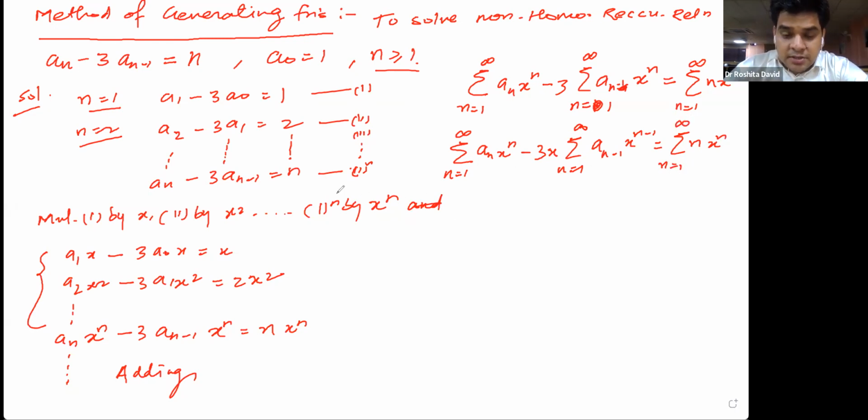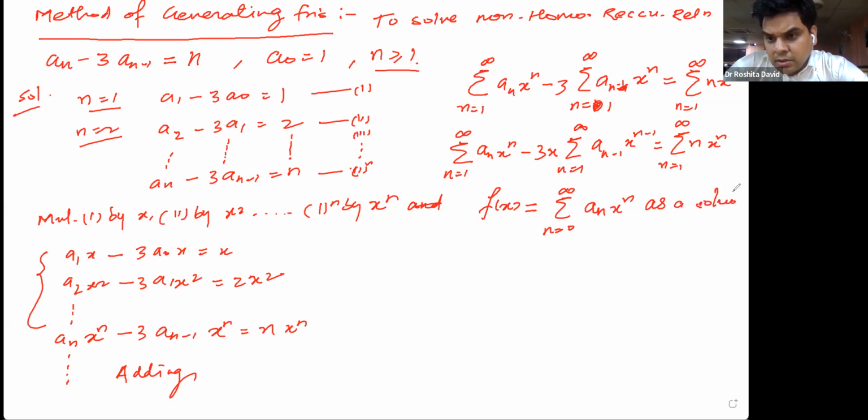Okay, after this, since we are likely to use generating functions to solve this kind of equation, that's why this method is called the method of generating functions, because a generating function is helpful to find the solution. So ordinarily we consider f(x) equal to the sum of n equal to 0 to infinity of a_n x to the power n as a solution. This generating function will generate the sequence a0, a1, a2, and so on.